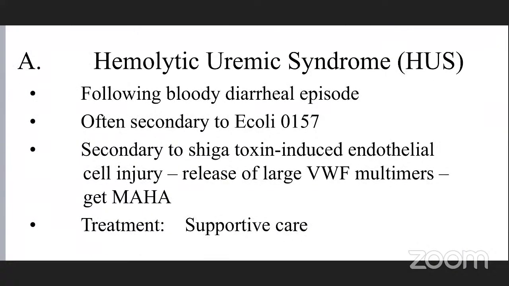E. coli O157, and also can be secondary to Shiga toxin induced endothelial cell injury, which releases a large amount of von Willebrand factor multimers and then we get MAHA. Usually these patients need supportive care. On the hematology side, usually we look at the patient as a whole. We look at his blood pressure and vital signs, and we look also at urine for hematuria and also for blood in the stool. And usually this case is managed from our side with just supportive care and needs follow-up by nephrology.